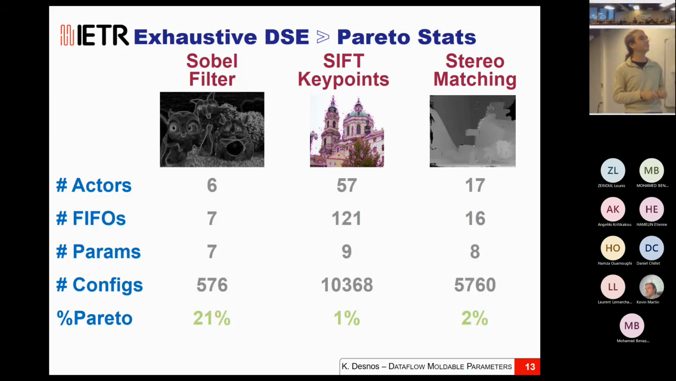On the SIFT key point and on the stereo matching applications, only 1 and 2% of all configurations are on the Pareto front. So the takeaway message from this slide is that if you want to explore the configuration of the parameters manually, you have many configurations to explore and a very low chance to obtain one point that is on the Pareto front. Something that I have to mention is that you select the value of the parameters, but then you go through the whole mapping and scheduling process, which is seen in this paper as a black box.